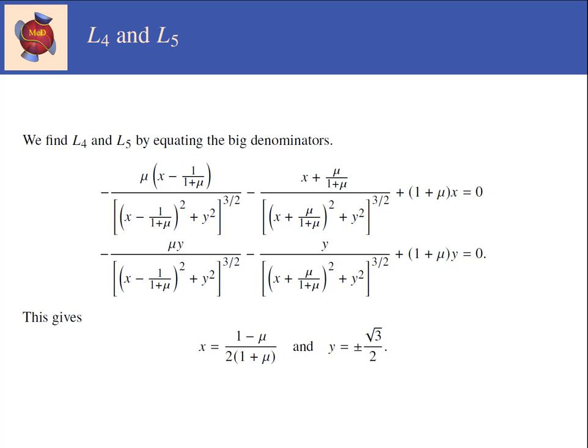Now, what's really interesting is you can find L4 and L5 exactly. To do this, we choose x to make the two big denominators in the two differential equations equal to one another. Again, omitting all the details, a little bit of high school algebra shows that x is (1 minus mu) over 2 times (1 plus mu). And once you know x, you can plug that back in and solve for y, which turns out to be plus or minus the square root of 3 over 2. Again, these are dimensionless quantities.